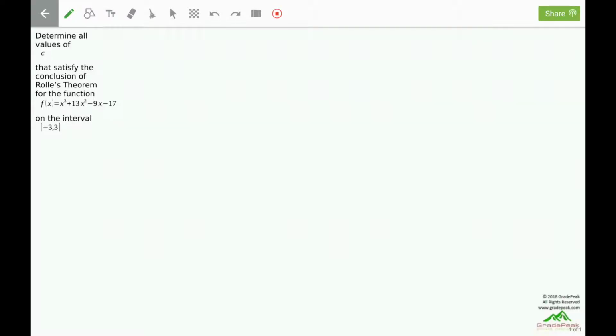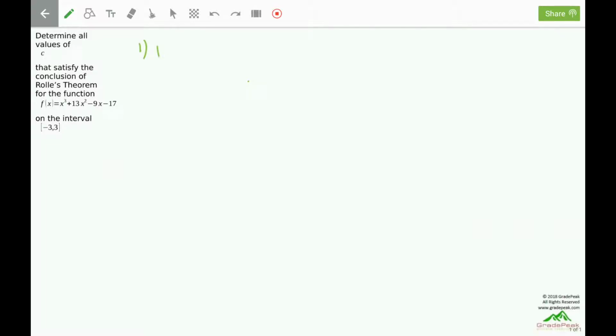Determine all values of c that satisfy the conclusion of Rolle's theorem for the function f of x equals x cubed plus 13x squared minus 9x minus 17 on the interval -3 included to +3 included. The first thing to do is to determine whether the three conditions are met for Rolle's theorem to be applied.